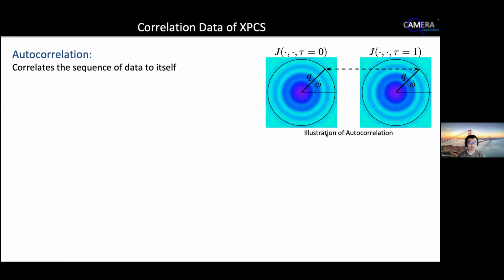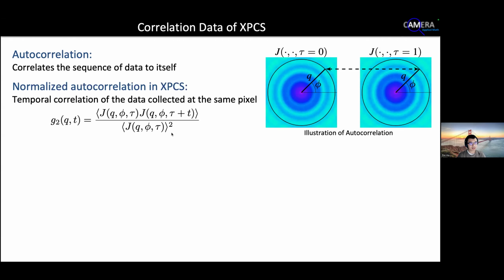In the context of XPCS, we usually calculate this normalized autocorrelation, G2. Here's the equation. Tau is the lag time here, and the bracket indicates ensemble average. In thermal equilibrium systems, the ensemble average is equivalent to the temporal average. So when calculating this G2 function, the average is taken over the dummy variable t here.